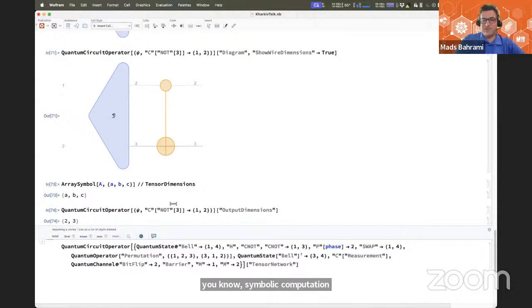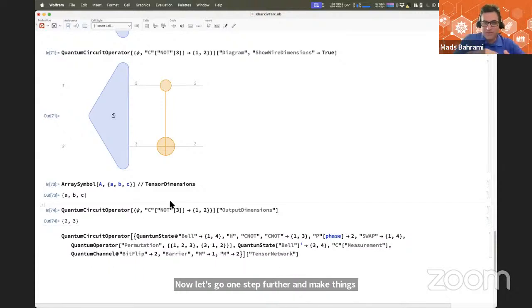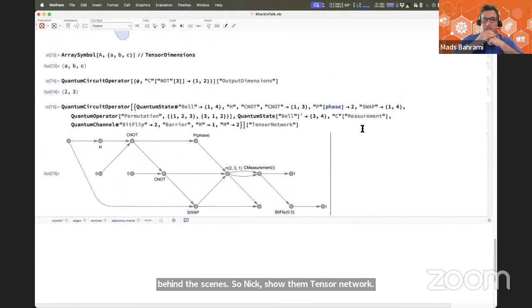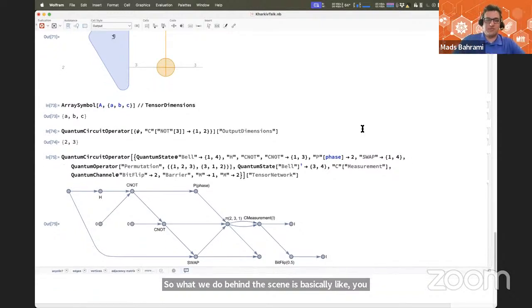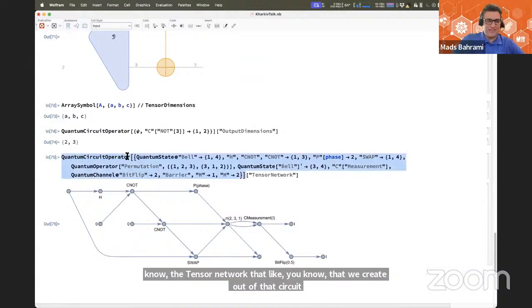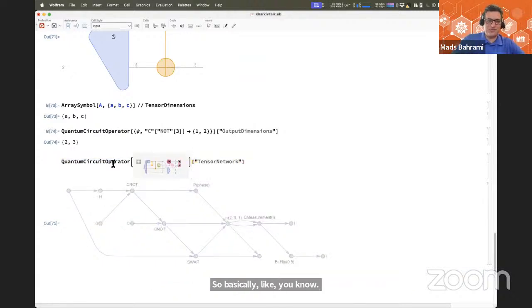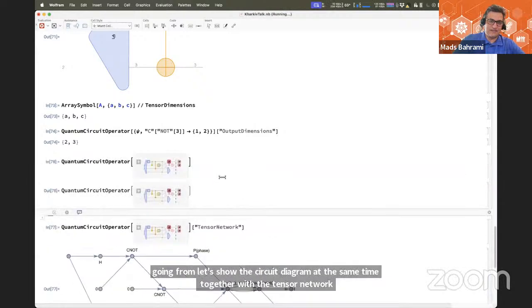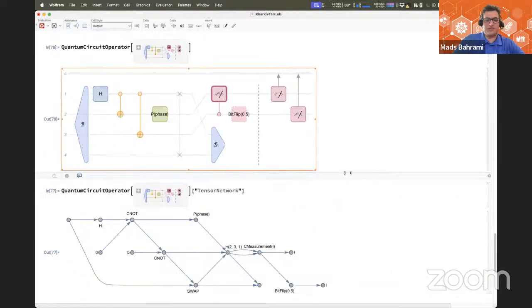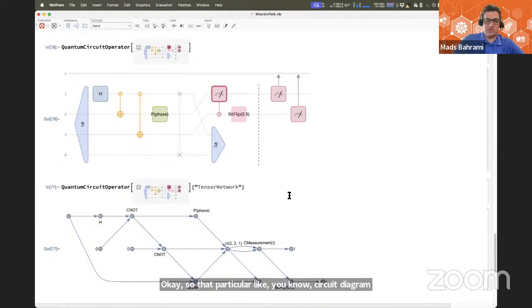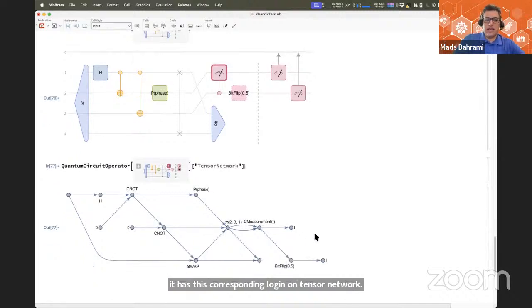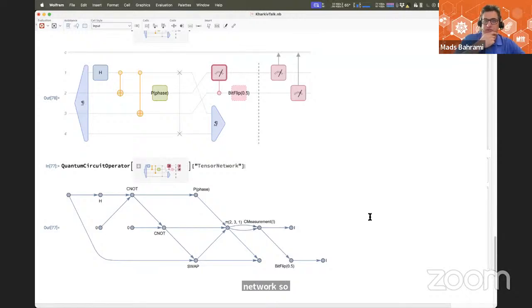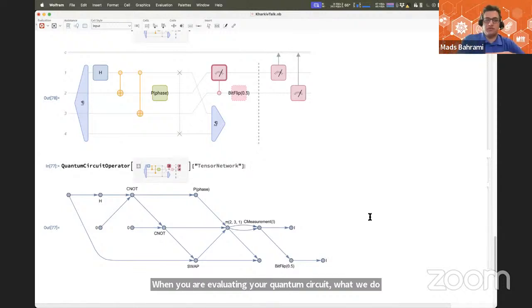Now let's go one step further and make things a bit fancier, how we do the computation behind the scenes. So Nick, show them the tensor network. What we do behind the scenes is basically tensor network contraction. You can see the tensor network that we create out of that circuit. Let's show the circuit diagram at the same time together with the tensor network. Okay, so that particular circuit diagram has this corresponding tensor network. And you can do any fancy operation on top of your tensor network. So when you are evaluating your quantum circuit, we do all the tensor contraction that should happen on top of this tensor network.